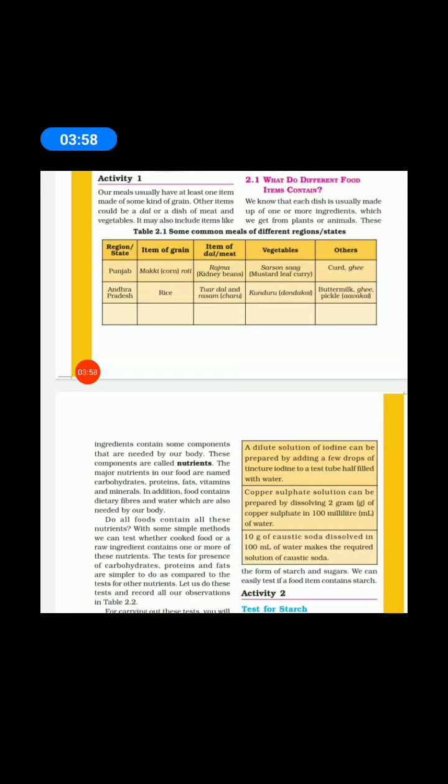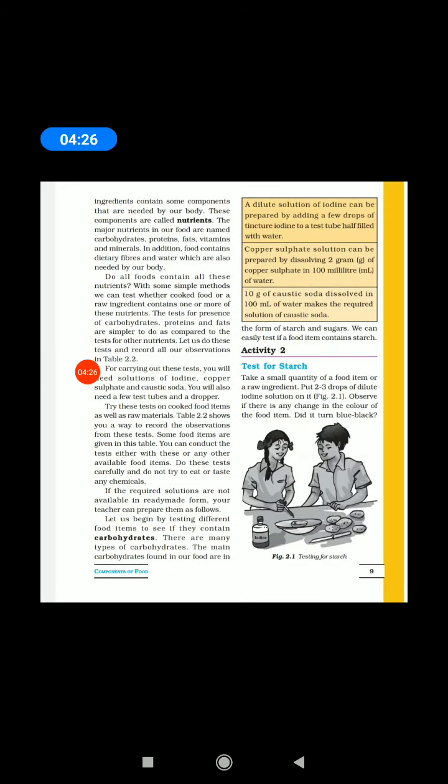Listen, dilute solution of iodine. A dilute solution of iodine can be prepared by adding a few drops of tincture of iodine to a test tube half filled with water. Copper sulfate solution can be prepared by dissolving 2 grams of copper sulfate in 100 milliliters of water. Then 10 grams of caustic soda dissolved in 100 ml of water makes the required solution of caustic soda. Then next, for carrying out these tests you will need solutions of iodine, copper sulfate and caustic soda.